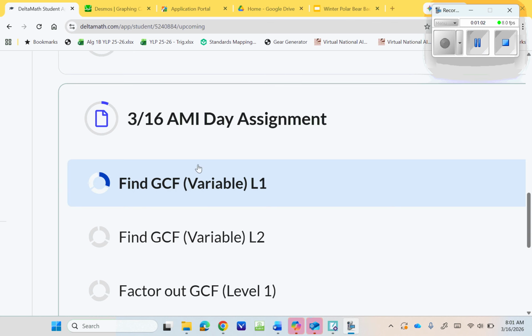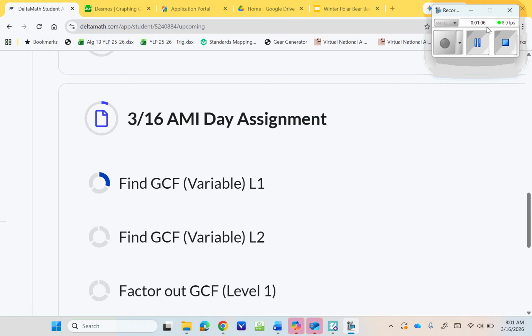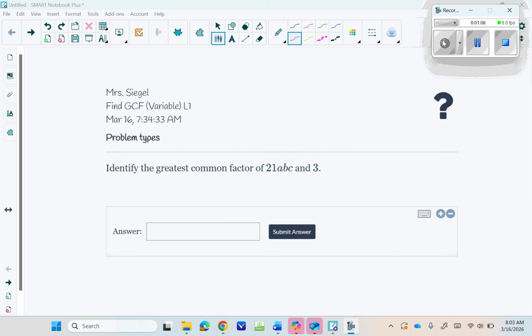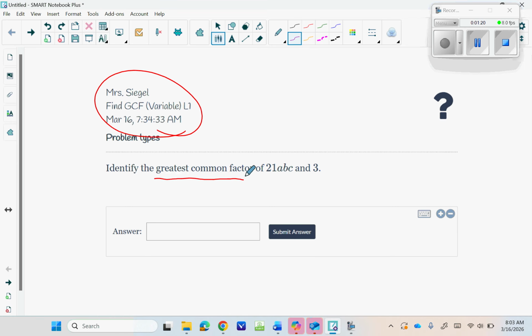So the first thing I'm going to do is start with this first objective. So let's go there. Okay, yours should look something like this. You should see the same thing as me right now. What we're going to do is focus on the GCF. A GCF is a number and/or a variable that will go into both of these.